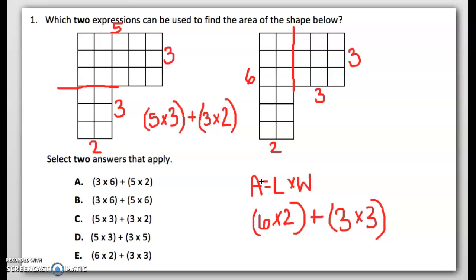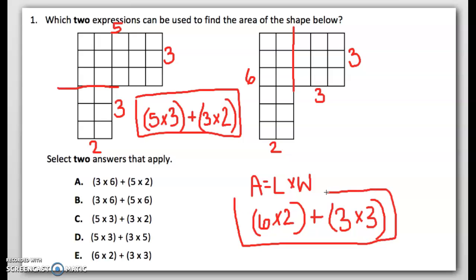So now that we have two expressions, 5 times 3 plus 3 times 2, and 6 times 2 plus 3 times 3, we're going to take a look at our answer choices down here and see which two match up with the ones we created together. So we're looking for, beginning with this one, 5 times 3 plus 3 times 2. 6 times 3 plus 5 times 2 is not it. 3 times 6 plus 5 times 6 is not it. 5 times 3 plus 3 times 2. Here's one of our answers.